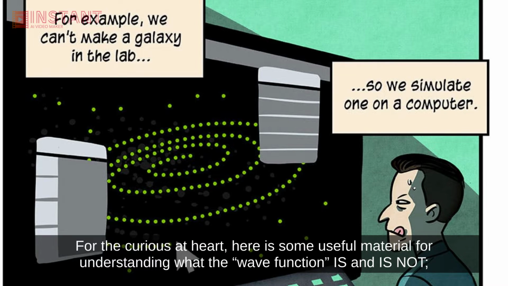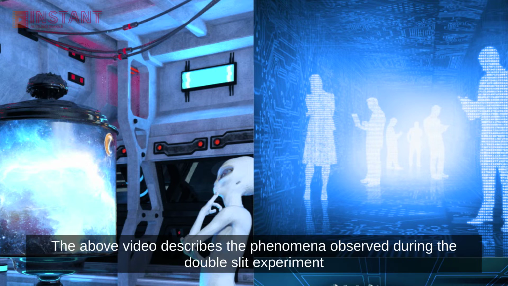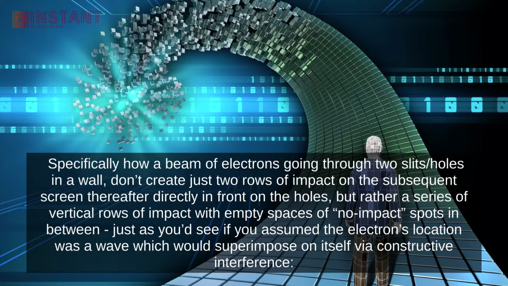For the curious at heart, here is some useful material for understanding what the wave function is and is not. The above video describes the phenomena observed during the double-slit experiment. Specifically, how a beam of electrons going through two slits in a wall doesn't create just two rows of impact on the subsequent screen directly in front of the holes, but rather a series of vertical rows of impact with empty spaces of no impact in between, just as you would expect if the electron's location was a wave, which would superimpose on itself via constructive interference.